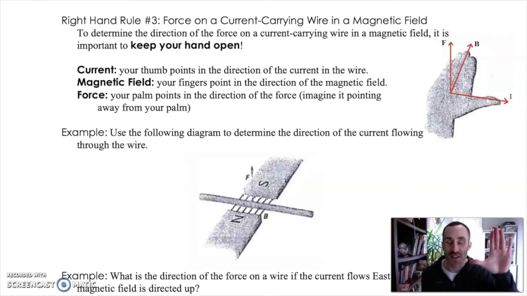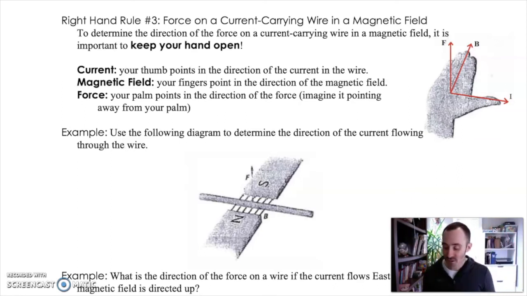Okay, here's how I think of it. Star Wars, Jedi, using the force. The force comes out of your palm. You're pushing something away from you. Okay, that usually helps, so we'll see if that works for you. If you have no idea what Star Wars is, then I'm sorry. Just remember it comes out of your palm.